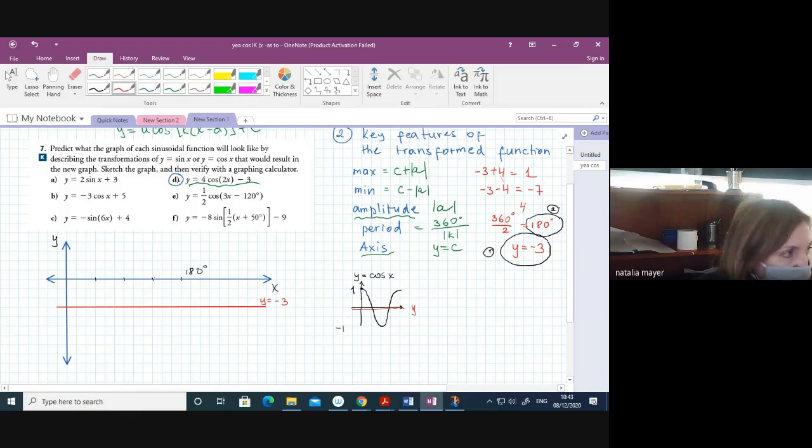Y equals 0. Now our function, as you can see, has shifted down by -3. So instead of being here, it's now here.